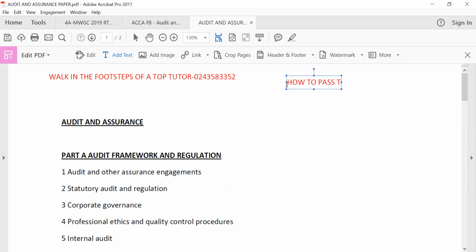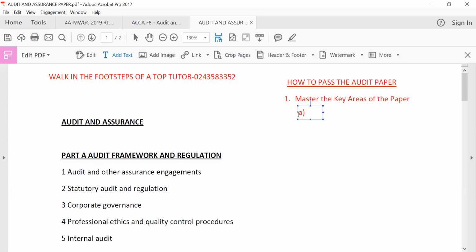How to pass the audit paper. That's okay. So we look at the first item, right? In passing the audit paper, we need to master the key areas of the paper. So mastering the key areas of the paper, an individual will ask, so what are the key areas of the paper?